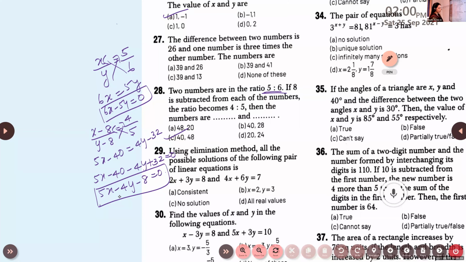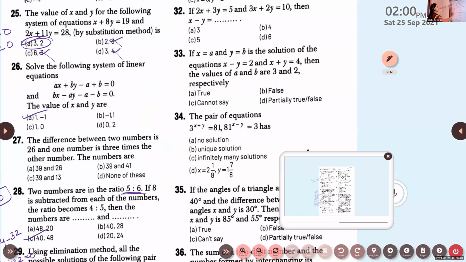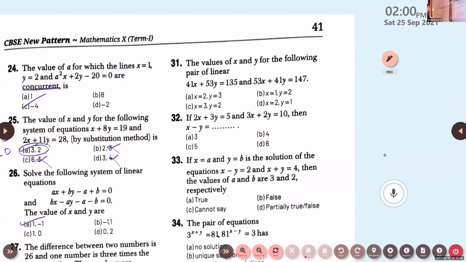Now let us move on to the next one. 35th question. Not that one, children. 33rd. Okay. 31st, 32nd, 30th. Start from the 31st question. 41x plus 53y is equal to 135. 53x plus 41y is equal to 147. How will you solve this? Which method do you have to use here?